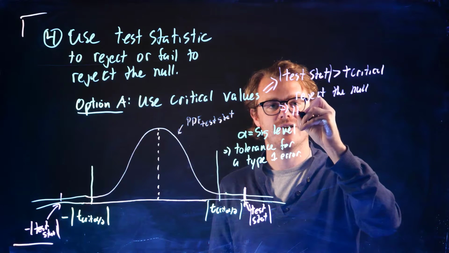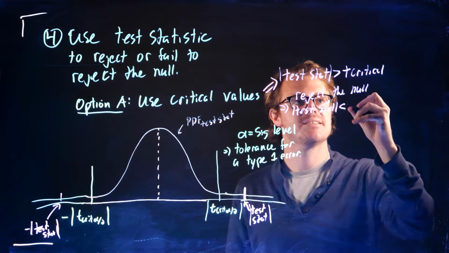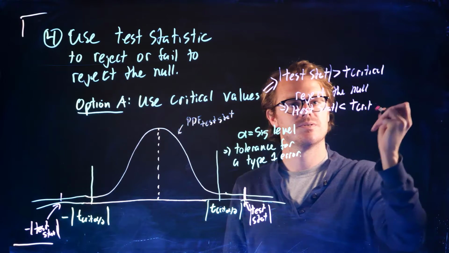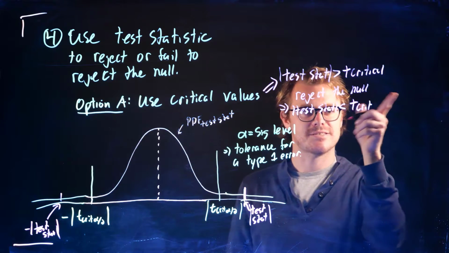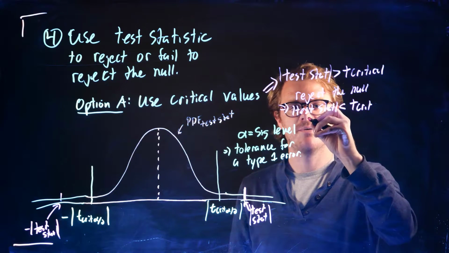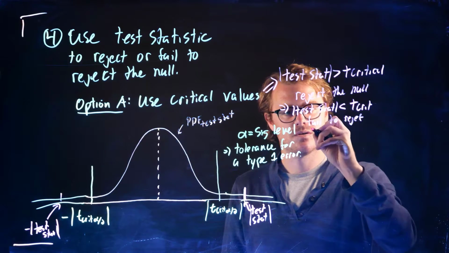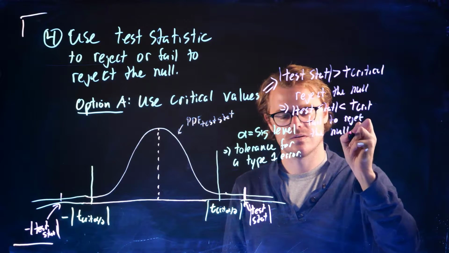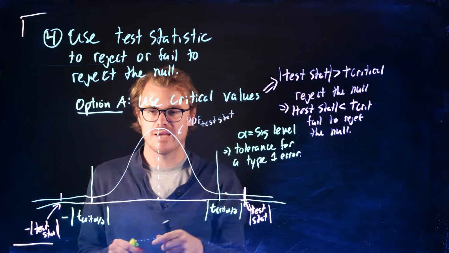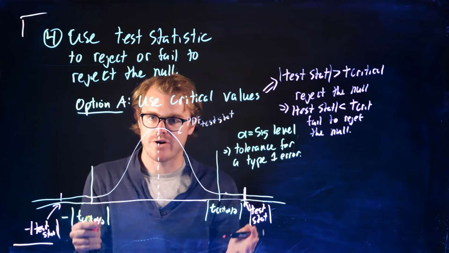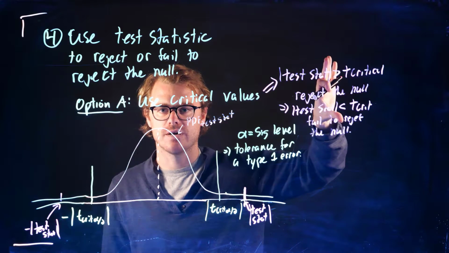Now, on the other hand, if your test statistic is less than your critical value, the critical value of your test statistic, not necessarily the t statistic, you're going to fail to reject the null. All right, so this is how we're going to use critical values to make conclusions about our tests. So this is kind of the theory behind it, and here's the rule over here.